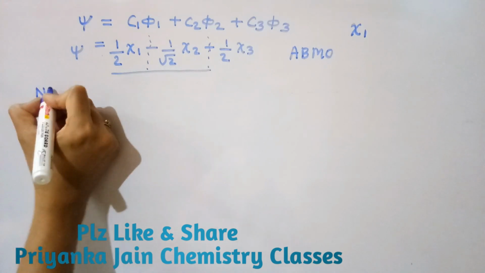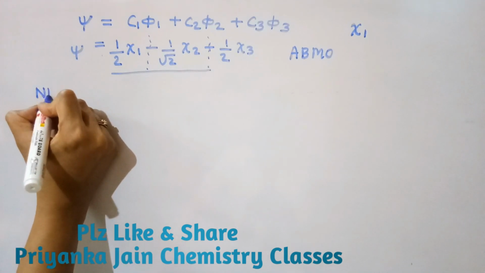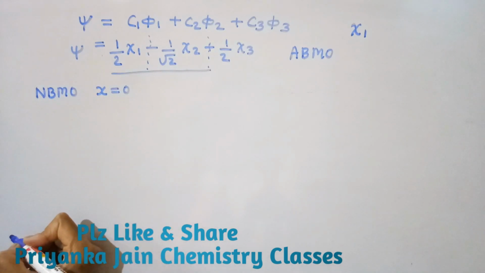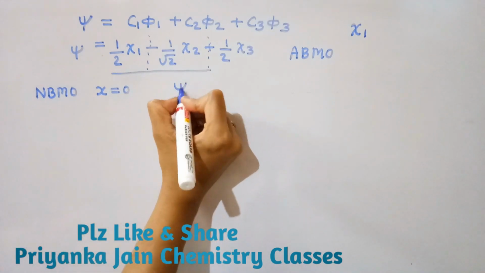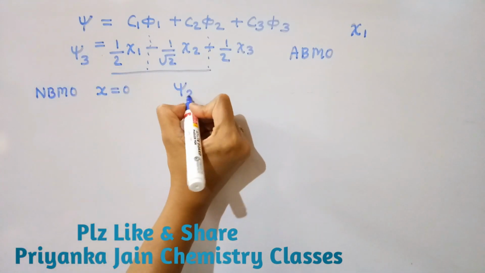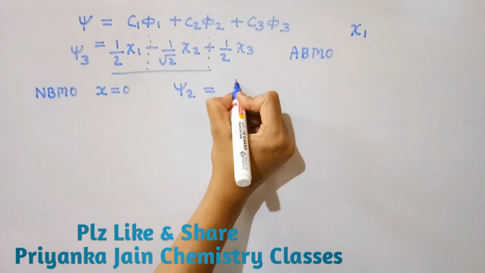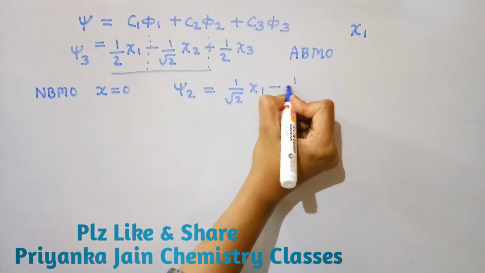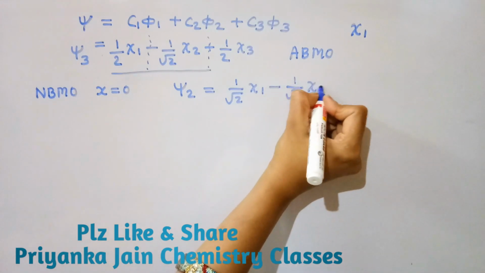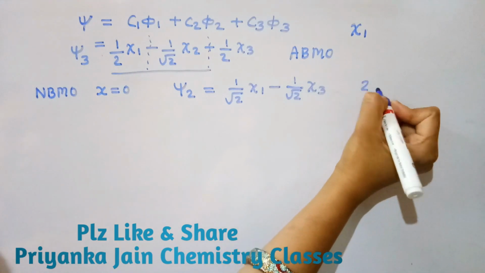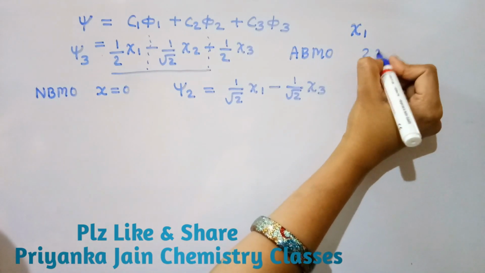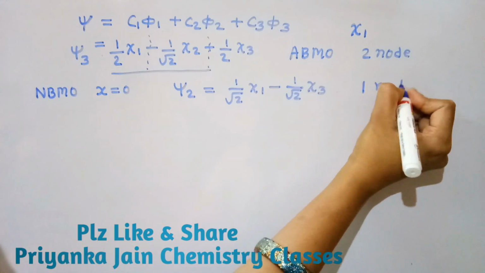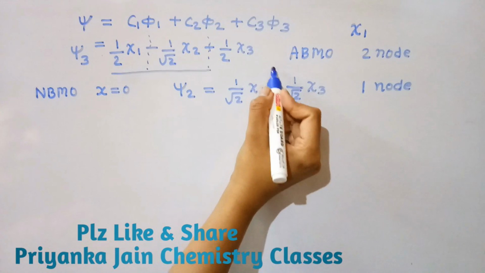When we put the value for the non-bonding molecular orbital, we have to put x equal to 0. So what will we get? We will get this as psi2, whose value will be equal to 1 by root 2 chi1 minus 1 by root 2 chi3. This will have one node, while the previous one has two nodes, right? This will have one node because the wave function changes sign one time here.